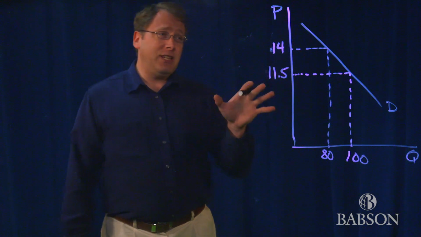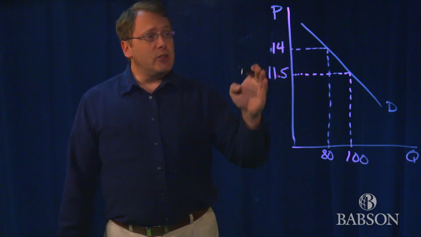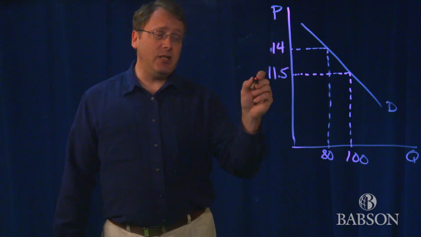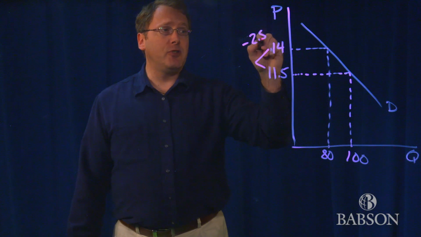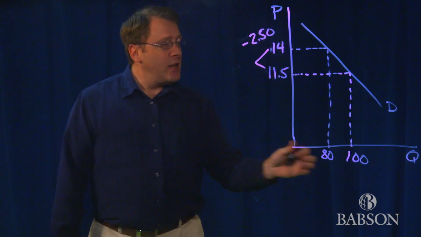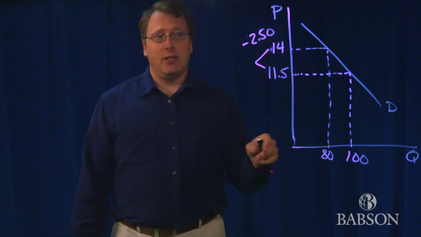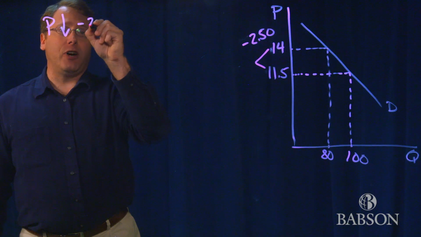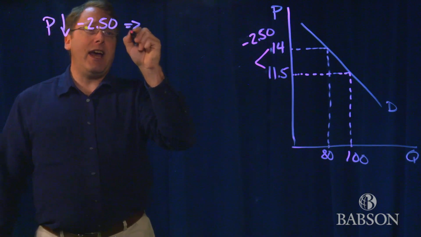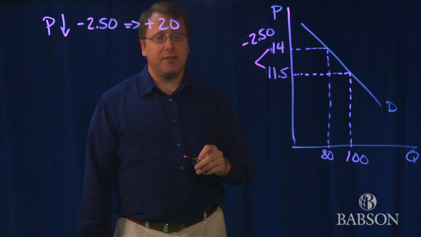So now what we have here is the demand curve that we were talking about before. So we look at that price drop from $14 to $11.50, and so that's a drop of $2.50. And then that causes an increase in the quantity from 80 to 100. So we can describe that as a price drop of $2.50 actually leads us to an increase of 20 cases.